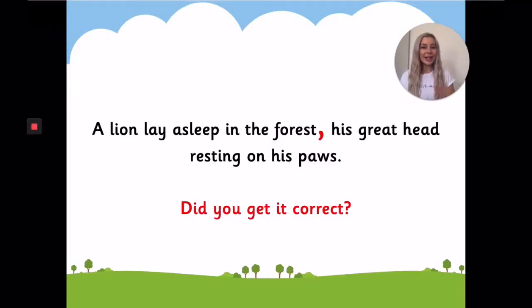A lion lay asleep in the forest, comma, his great head resting on his paws. The comma separates those two parts of the clause. A lion lay asleep in the forest is one part, comma, and then we have the new part: his great head is resting on his paws. It brings in a new idea, and that idea is separated by a comma.